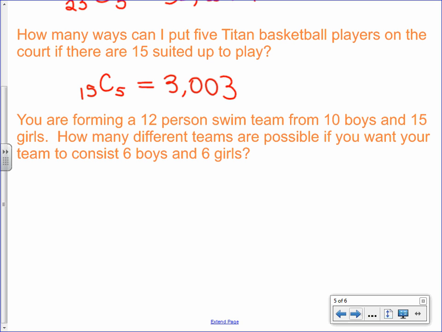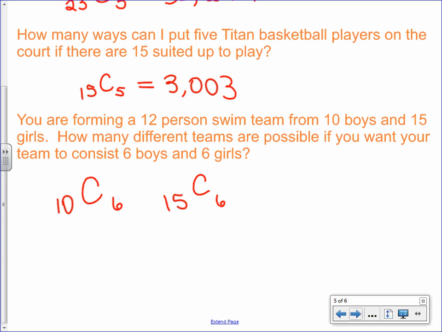So let's talk about the boys first. How many ways can I pick 6 boys? Okay, I have 10 boys, and I'm going to pick 6 of them to be on a team. Order doesn't matter because they're all equals on a team. Okay, let's talk about girls. How many girls? Okay, I have 15 girls. I want 6 of them to be on the team. Order's not important. So now I have boys and girls.